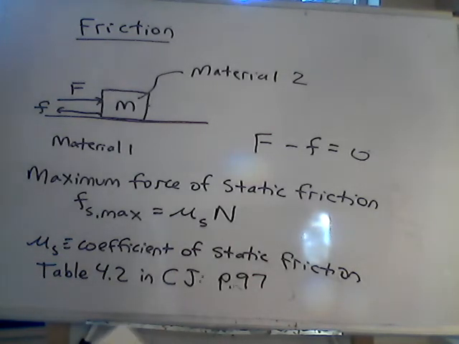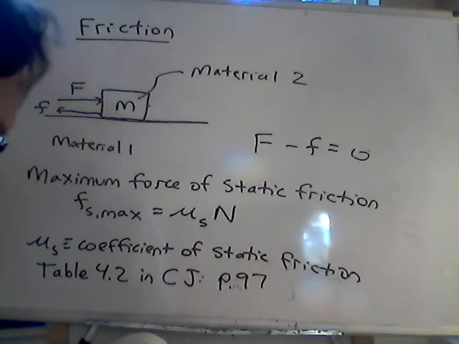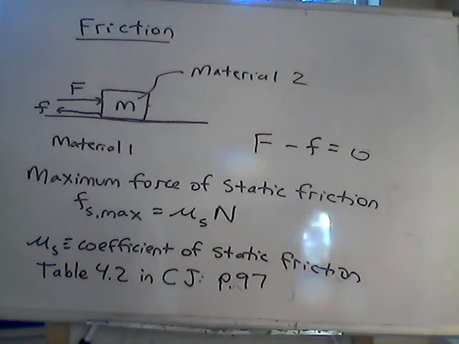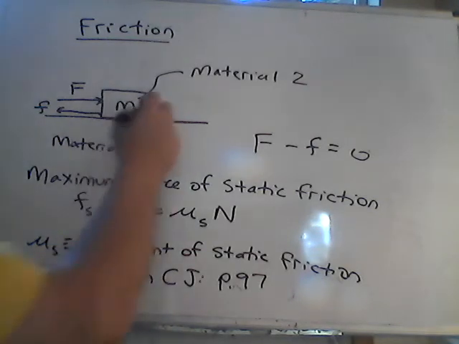The materials that are involved, for instance, glass on glass, ice on ice at 0 degrees Celsius, rubber on dry concrete. If you read that, you find out, as an example, let's say I have rubber. This is made out of rubber.